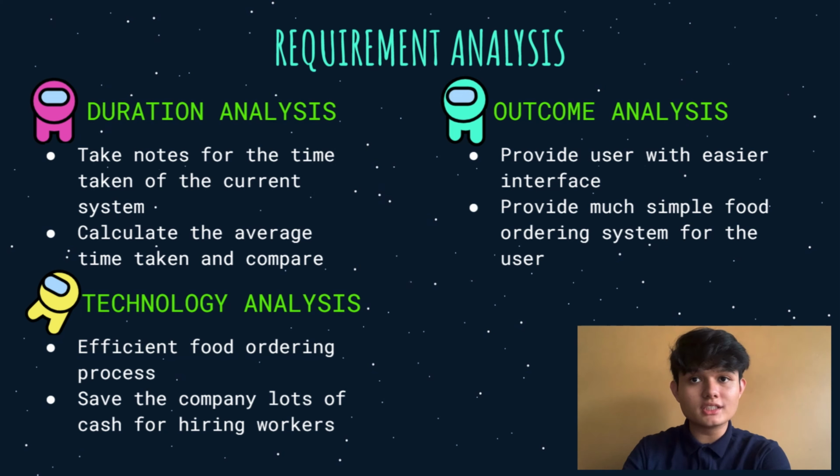Next, for the outcome analysis, we have provided the users with an easier interface and a much simpler food ordering system to help them get an easier look at the menu that they would like to order. And lastly, for the technology analysis, the technology that we use in the food ordering system for Kyochon's official website will make the ordering process much more efficient and according to schedule. This will also save a lot of money for the company that was supposed to be used for hiring workers to take the customer's order.